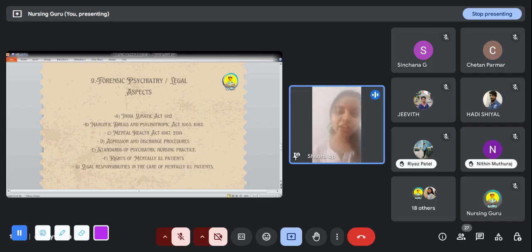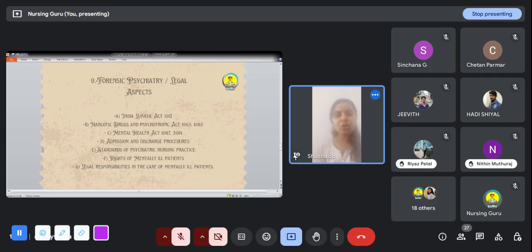And next, admission and discharge procedure. You all know we have admission and discharge procedures in hospitals, and similarly in a psychiatric hospital there is an admission and discharge procedure. But here the psychiatric person will not get admitted on his own, and he will not be ready to discharge himself. His caretaker should admit him, and only his caretaker should take him back. There are some rules and regulations to follow while admitting a psychiatric patient. And standards of psychiatric nursing practice. If you are going to become a psychiatric nurse, what rules and regulations do you need to follow? The timings will be different for a psychiatric nurse, and some of the rules will change. You need to follow everything.